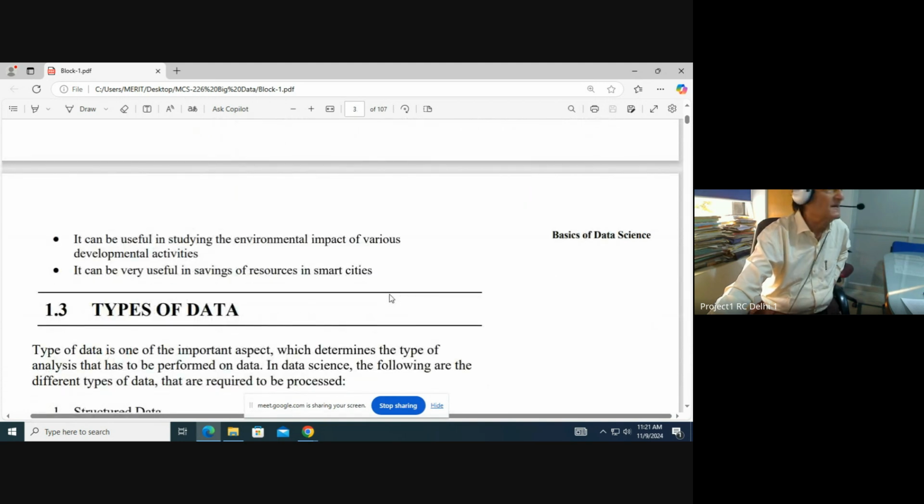So that's where, when the Nepal disaster happened, we used hurricane forecast. That model was used in Nepal. For India also it helped a lot. So it can be very useful in saving resources in smart cities and all that.